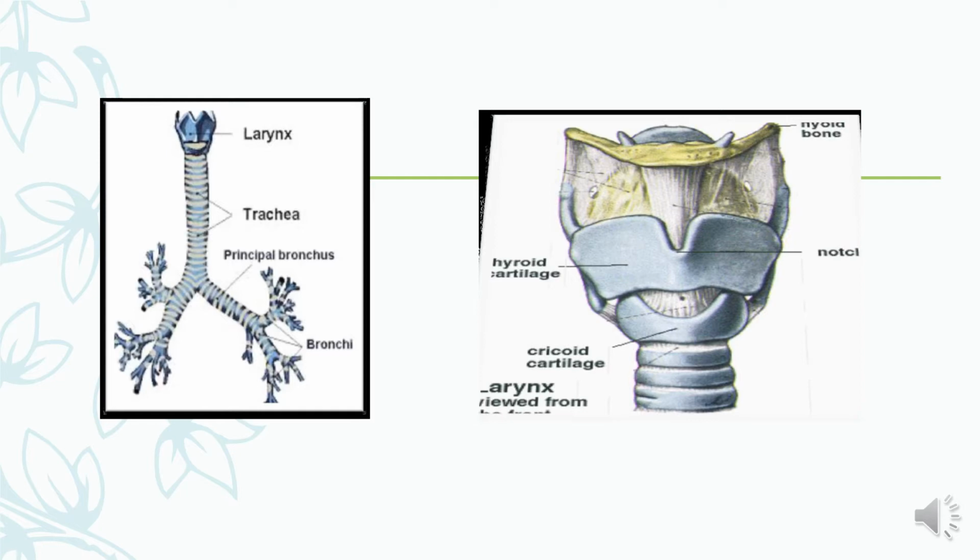Okay, so on the left you'll see there's a picture of the larynx and the trachea. Now, the larynx is the start. Then the trachea follows and it branches into two bronchus, a left one and a right one. Now, at the end of each bronchus is bronchi and then bronchioles and alveoli later on.